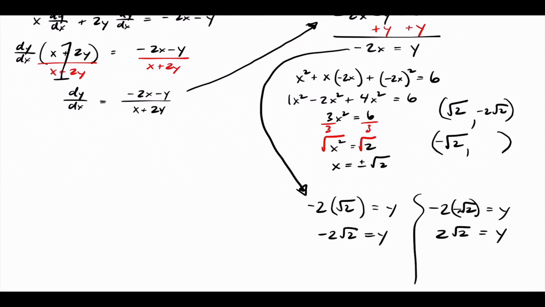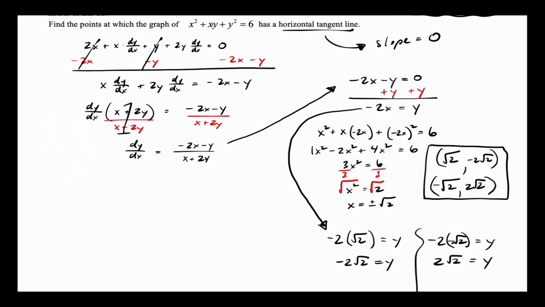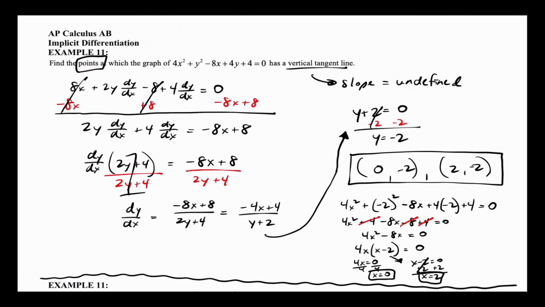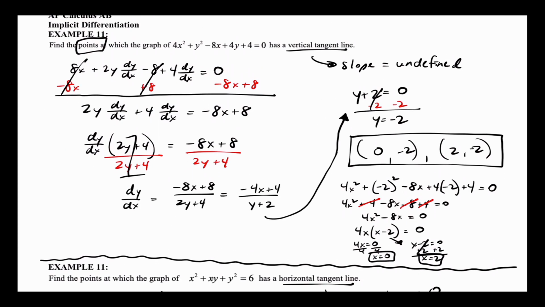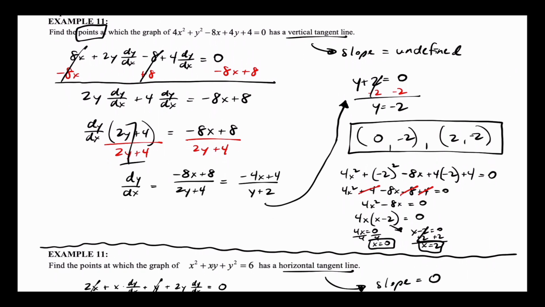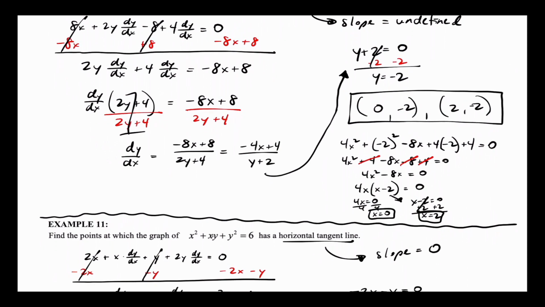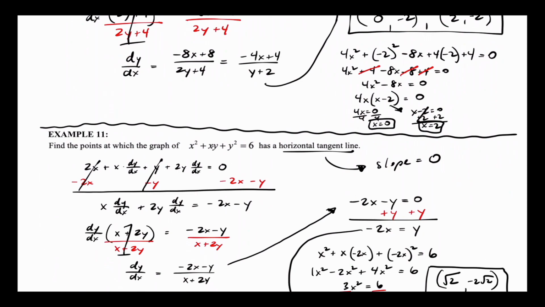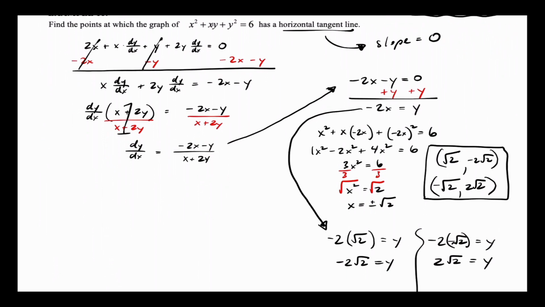When I plugged in negative root 2, I got positive 2 root 2. Those are my 2 points. At those 2 points, you're going to get a horizontal tangent line. Finding horizontal tangent lines and finding vertical tangent lines are very common free response questions, especially for this chapter. So asking you how to do that process is something that you might see on an upcoming test.